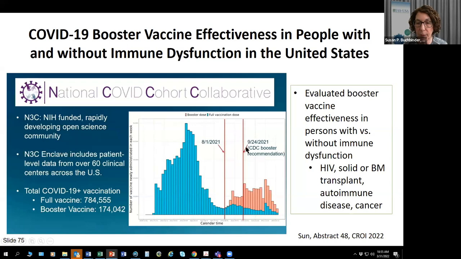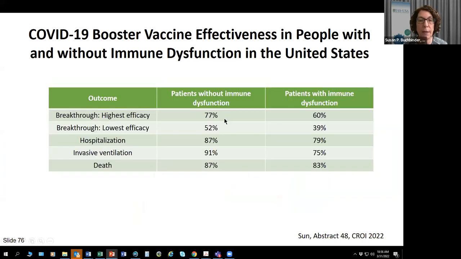the booster doses were recommended around this time, and there was a lot of Omicron during the period of time post-booster. So that's what they're showing here. The outcomes in patients without immune dysfunction: the breakthrough infections were 52% to 77% reduced in people with boosters if they didn't have immune dysfunction, whereas it was lower, 39 to 60%, in people with immune dysfunction.